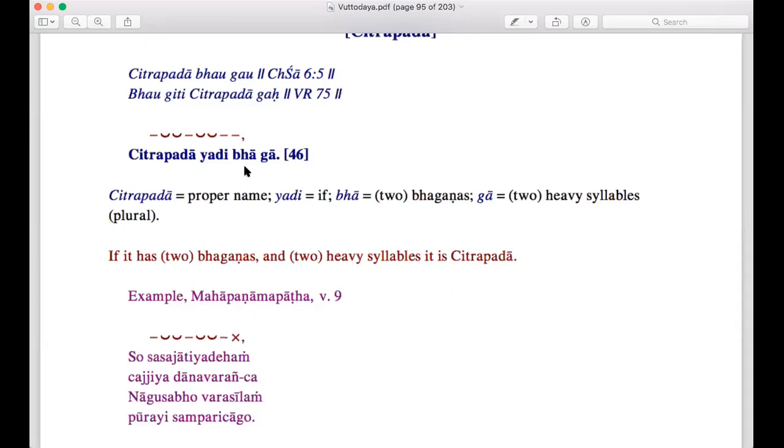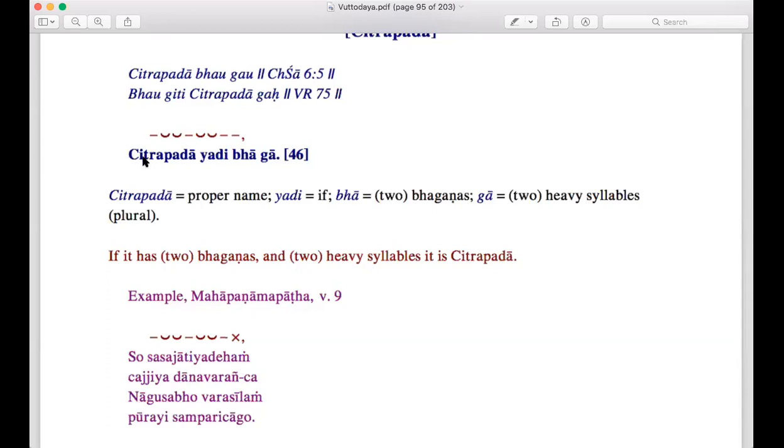So here in this verse there should be 2 bhaganas and 2 garu syllables. 2 bhaganas, there are 6 syllables, right? In 1 bhagana there are 3, so 2 bhaganas there are 6 syllables, and when you add 2 heavy syllables at the end, there are 8 syllables. So this is an 8 syllable verse.